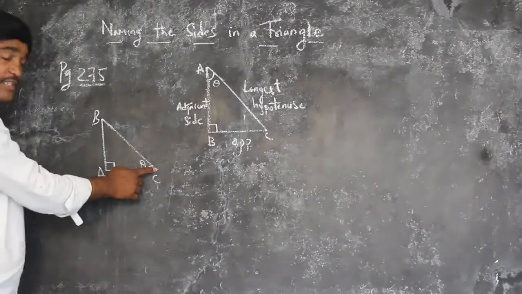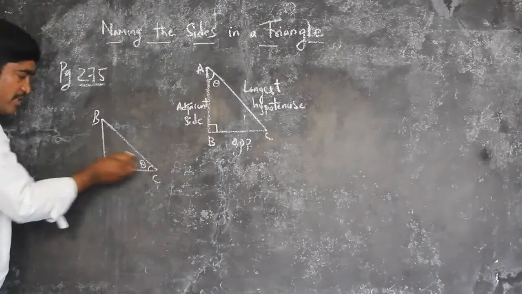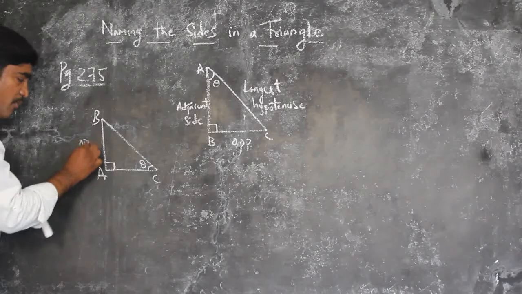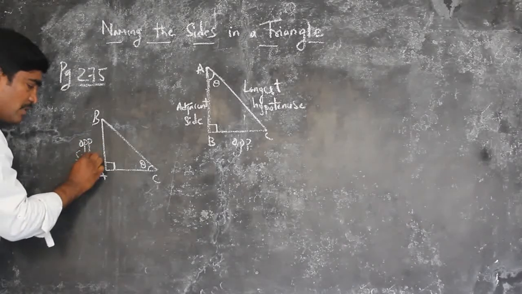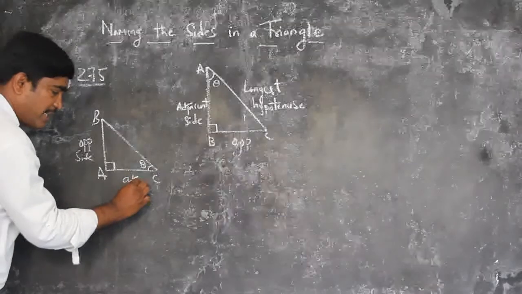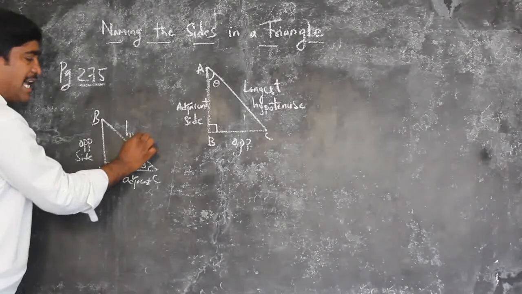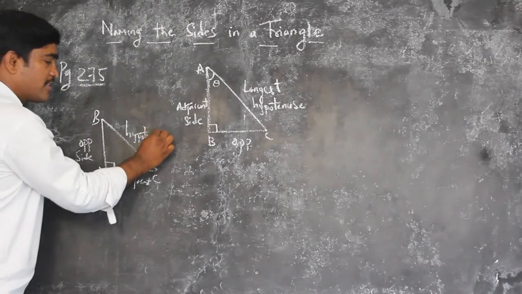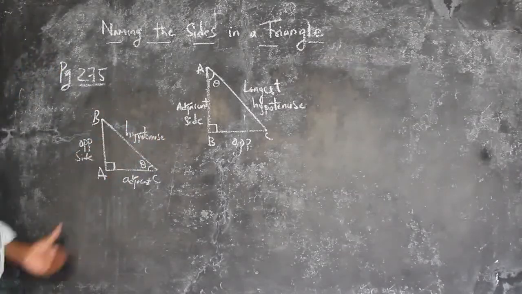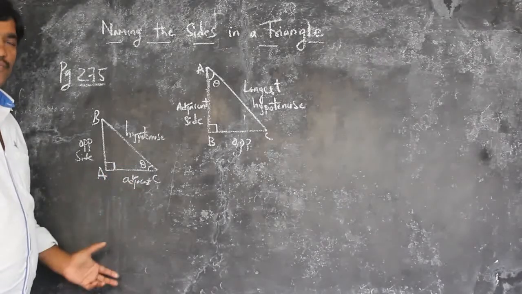Since the angle is here, I will observe from this point C. If I observe from point C, this will be the opposite side. Similarly, as I said, the below line is always the adjacent, and the remaining side will be the hypotenuse, as I said, the longest side of a triangle is always the hypotenuse. This is how we name the sides of a triangle.